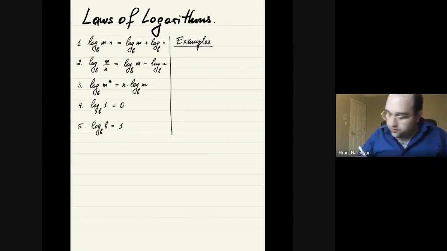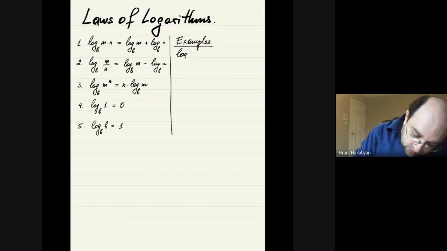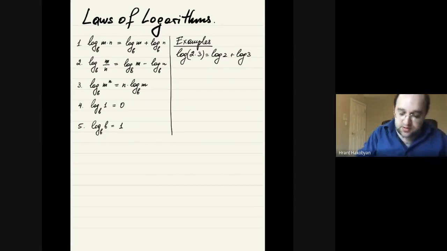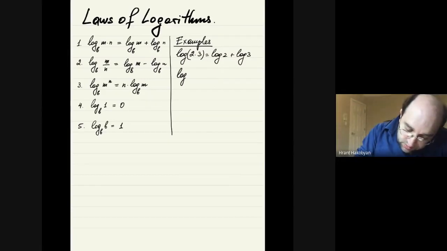So I do, for instance, logarithm of 2 times 3 is logarithm 2 plus logarithm 3, right? Remember, if I don't have a base, that means the base is 10. But that's not important. I could write any base here. Another example is logarithm of root 7. So what is root 7? Root 7 is 7 to power 1/2.